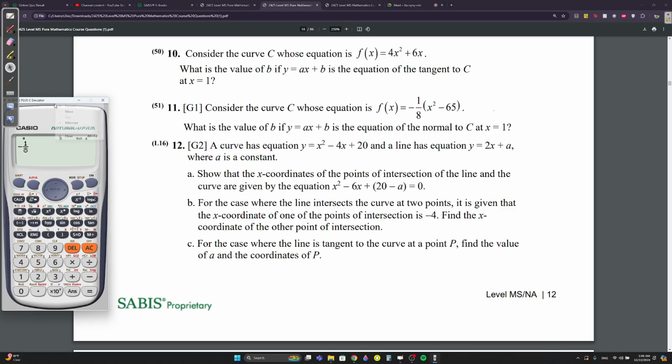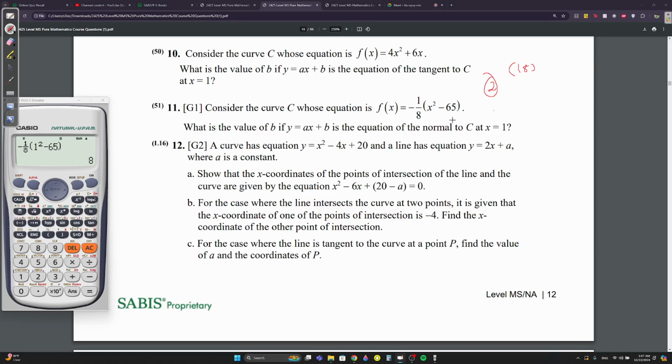Okay, anyway. X squared, so 1 squared, minus 65. You get 8. How do you get 8? Yeah, you get 8. So your point is 1 comma 8.